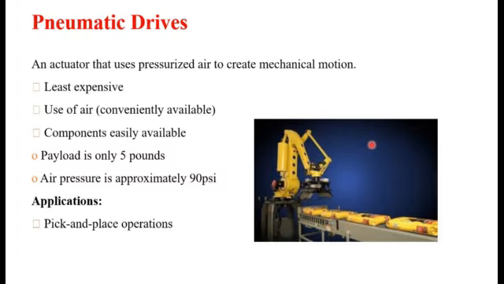Second type is pneumatic drives, an actuator that uses pressurized air to create a mechanical motion. It is least expensive because air is very conveniently available. The components are easily available. The payload capacity of this pneumatic type of drive is up to 5 pounds, so less capacity, but speed is very high in pneumatic drives. The air pressure is approximately 90 psi.